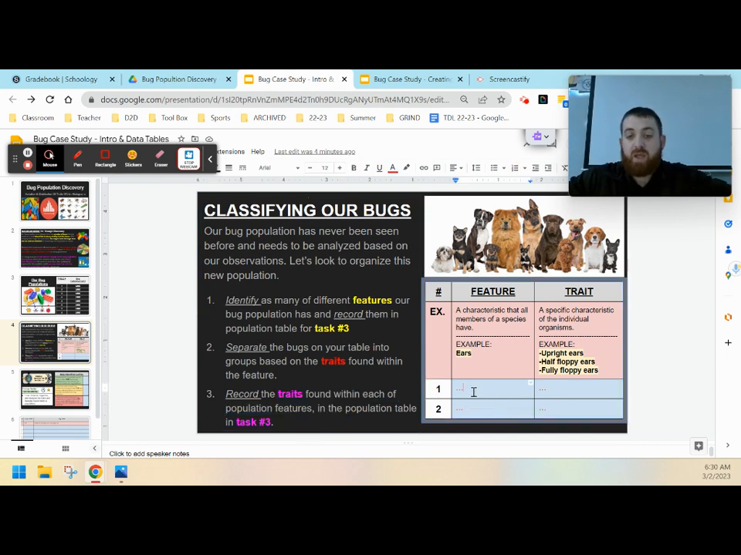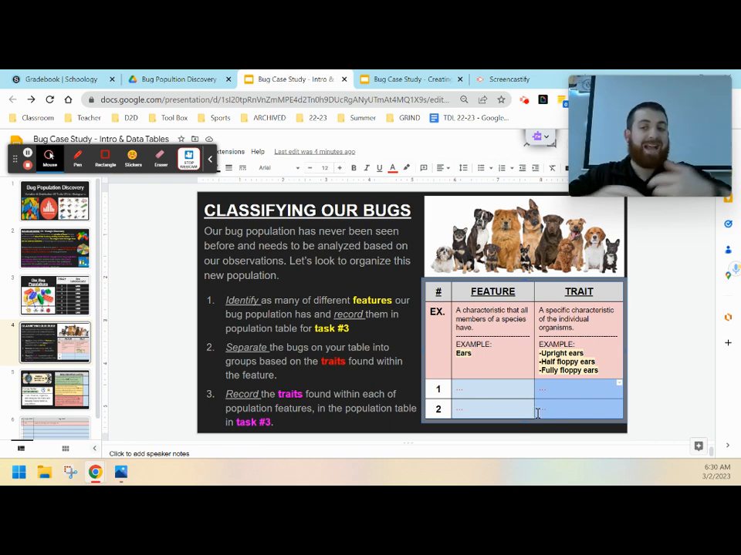So instead of dogs, we're using bugs. And instead of features and traits like ears and what types of ears, we're looking for features and breaking them down into those traits. So that's how we're going to start by classifying our bugs to help us figure out what environment we could put them in and what the best place we could argue them for would be. So that's how we're going to be completing the next set of tasks, and that's the problem we're looking to solve.